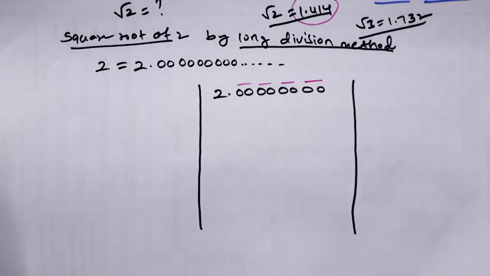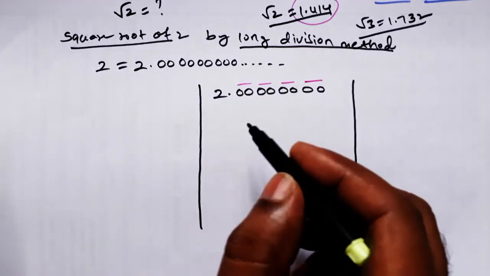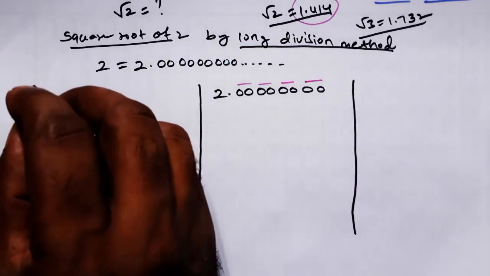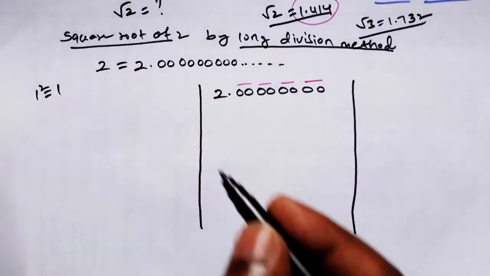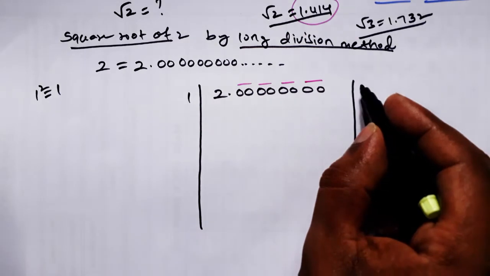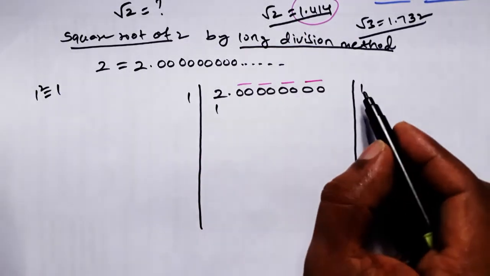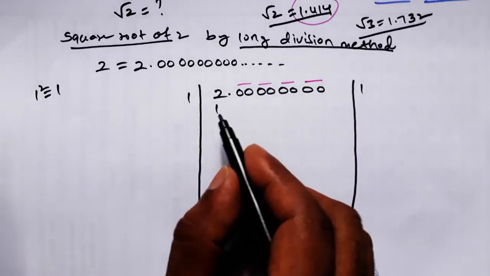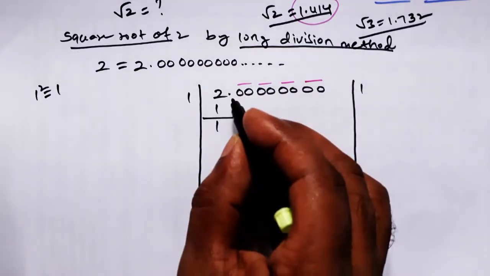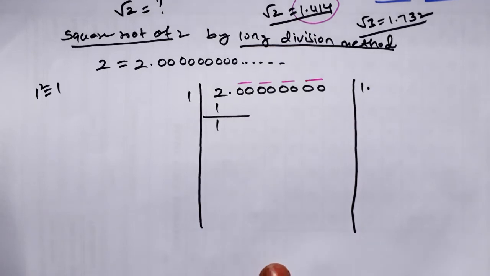Next, here first what do we have? We have 2. Below 2, is there any perfect square number? Yes, 1 squared is 1. 1 into 1, the answer is 1. Now subtract: 2 minus 1 is 1. Here we have the decimal point, so carry the decimal point there.